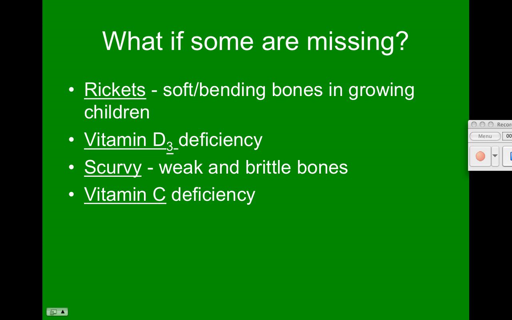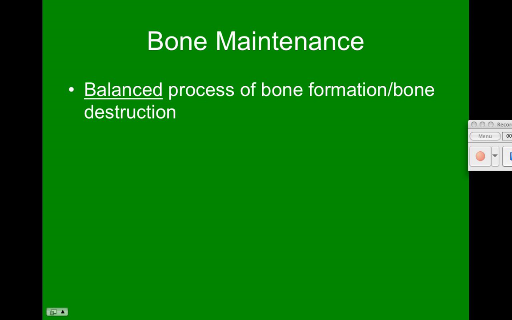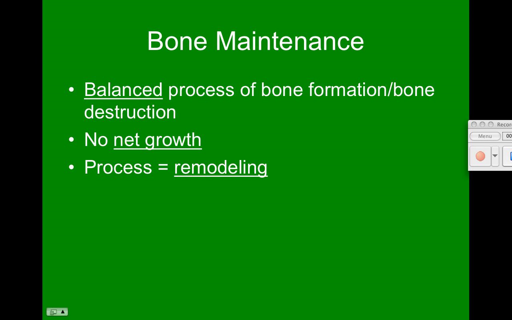Now, once growth ends, bone maintenance occurs. This is a balanced process of bone formation and bone destruction. So we're destroying bone and forming bone at the same rate. So we end up with no net growth. This process is called remodeling. And if you think about like when you remodel a house, you get rid of the old stuff and you put in new stuff.